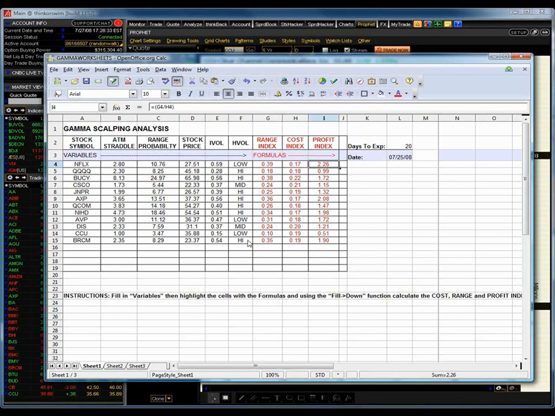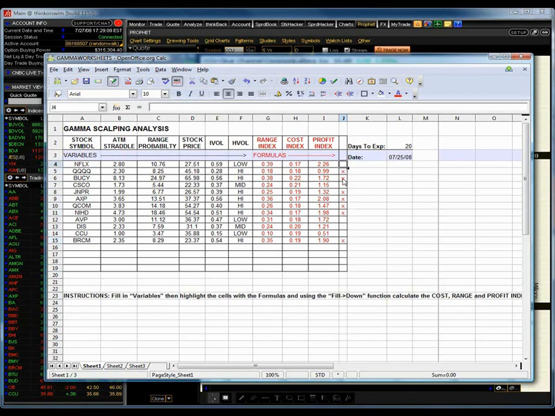Our second candidate would probably be AVP, Avon Products. Historical low volatility, relatively high range index, relatively low cost, gives us a nice profit index. We would eliminate some of these other candidates. Usually I use this last column here just to X out the ones that I'm not interested in. I would X out that immediately because of the high volatility. I'll X out that because of the high volatility. That is out, that is out, that is out, that is out, and that is out.